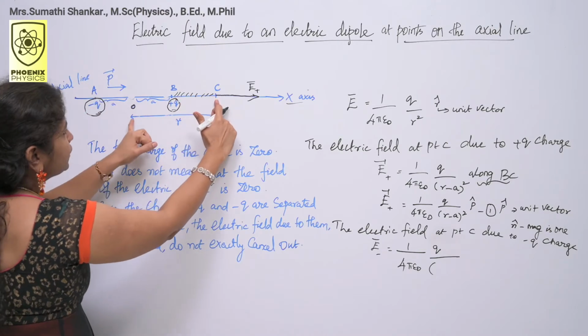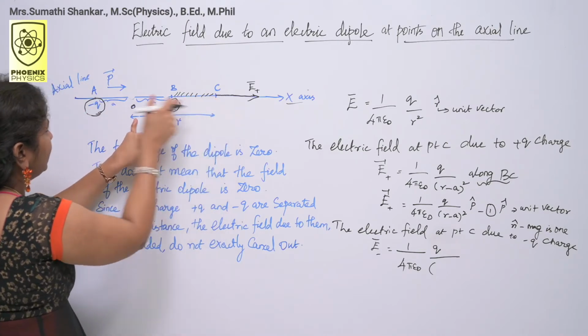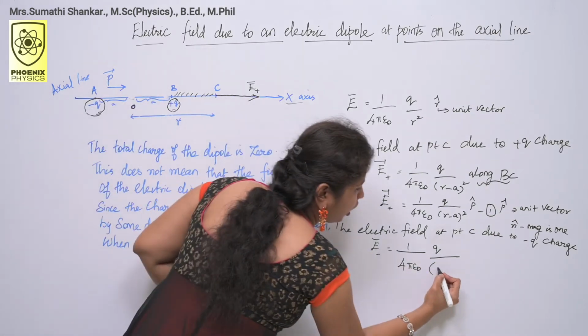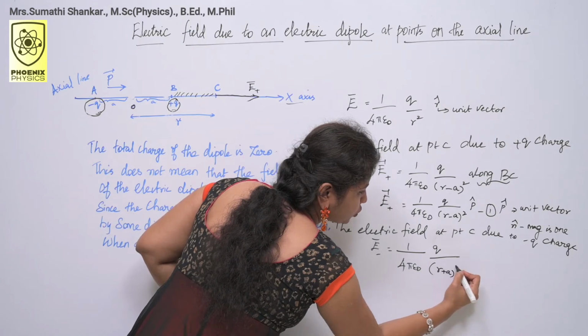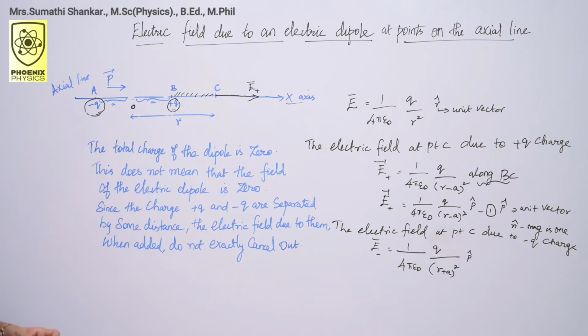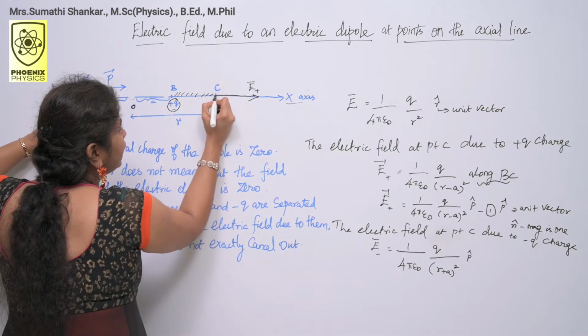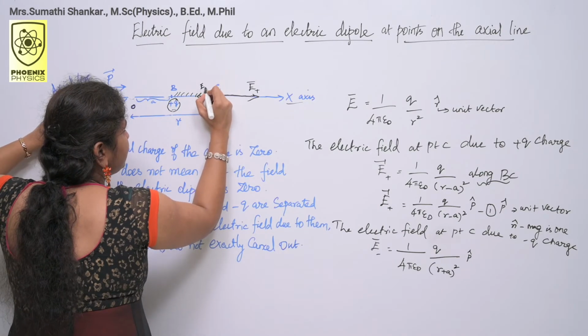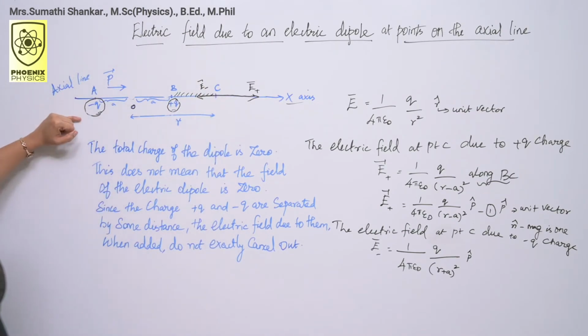Here, up to the center, the distances are: from center to minus Q the distance is A, so the total distance is R plus A, P cap. How do you mark the electric field direction? You know the rule. Suppose the charge is negative, then the electric field points towards the charge. So this is my E minus electric field direction.